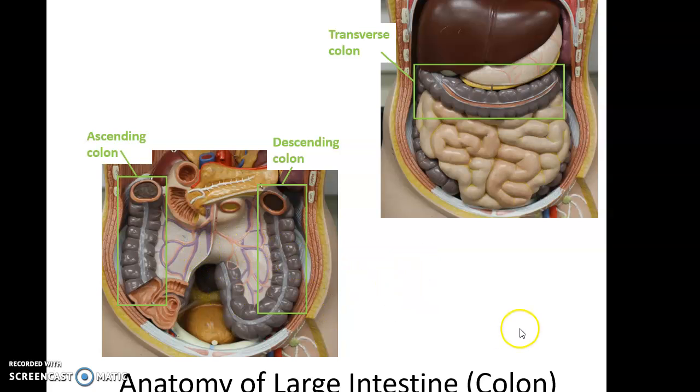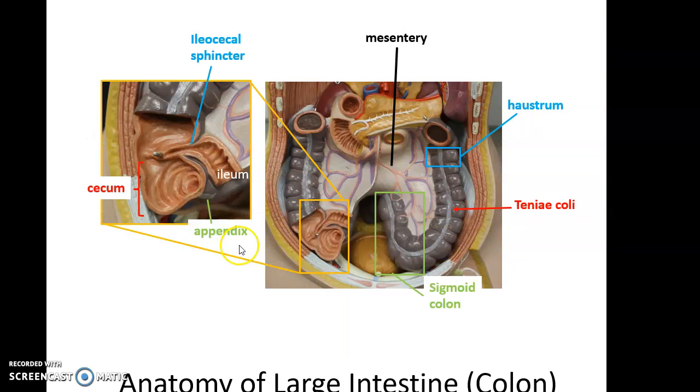All right, from there we go to the large intestine. Large intestine includes the cecum, which is this compartment here, followed by the ascending colon, the transverse colon, and the descending colon. This is the direction feces is traveling in the large intestine. So again, here is the cecum. Hanging off the cecum is the appendix.